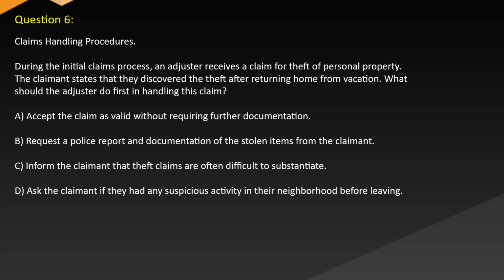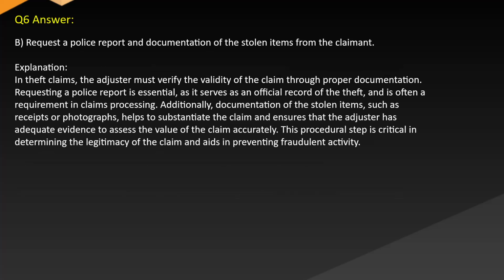A. Accept the claim as valid without requiring further documentation. B. Request a police report and documentation of the stolen items from the claimant. C. Inform the claimant that theft claims are often difficult to substantiate. D. Ask the claimant if they had any suspicious activity in their neighborhood before leaving. Answer: B. Request a police report and documentation of the stolen items from the claimant.